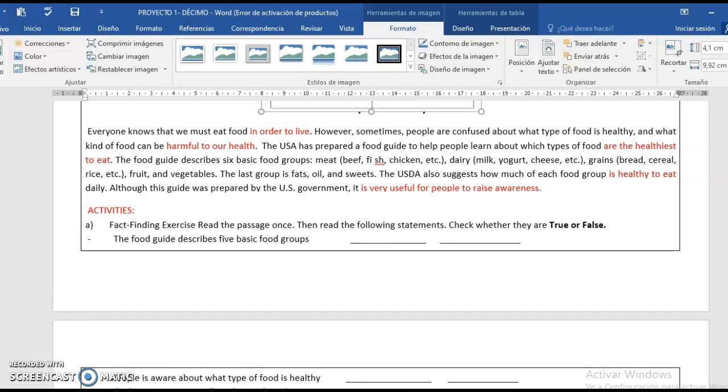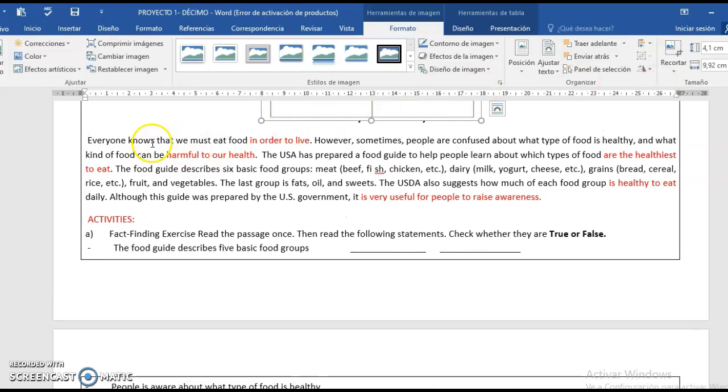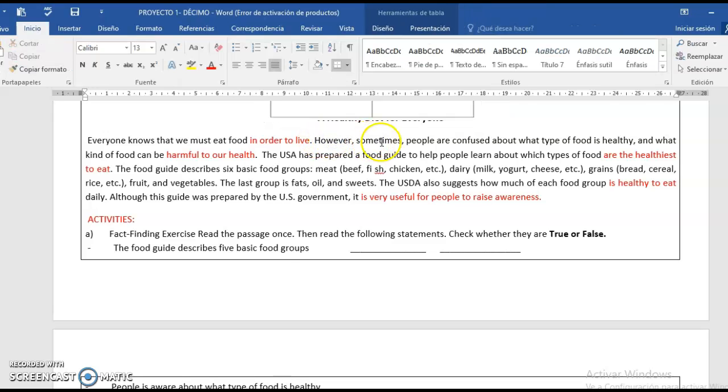Vamos a leer ahora nuestro reading. Everyone knows that we must eat food in order to live. Of course, necesitamos comer para sobrevivir. However, sometimes people are confused about what type of food is healthy and what kind of food can be harmful to our health. Harmful es un adjetivo que significa peligroso for our health, peligroso para nuestra salud.